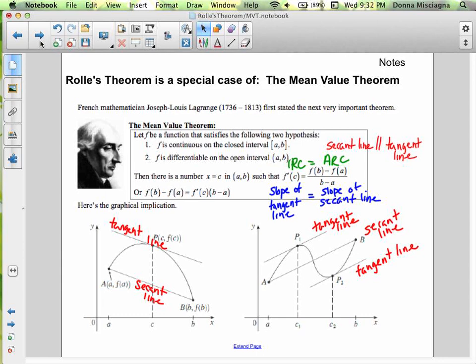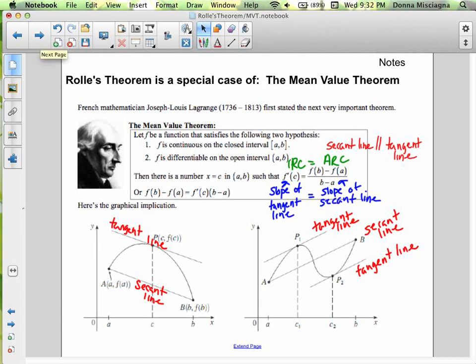Then there is a number x equals c in (a, b) such that f prime of c, which is the slope of the tangent line, right? We find the derivative, we plug in the value that we're interested in, and that gives us the slope of the tangent line at that value. That equals the slope of the secant line. This is the slope of the secant line. This is the average rate of change.